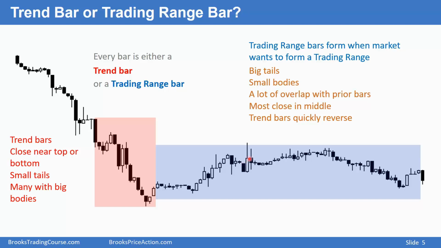So we got a bull trend bar, quickly became a bear trend bar. We have a bear trend bar, quickly became a bull bar. In a trading range, you often get bull and bear bars, but they usually reverse within a bar or two.